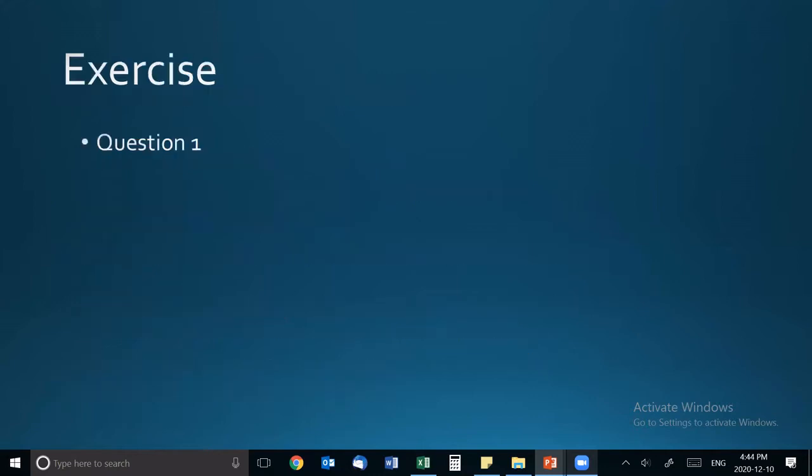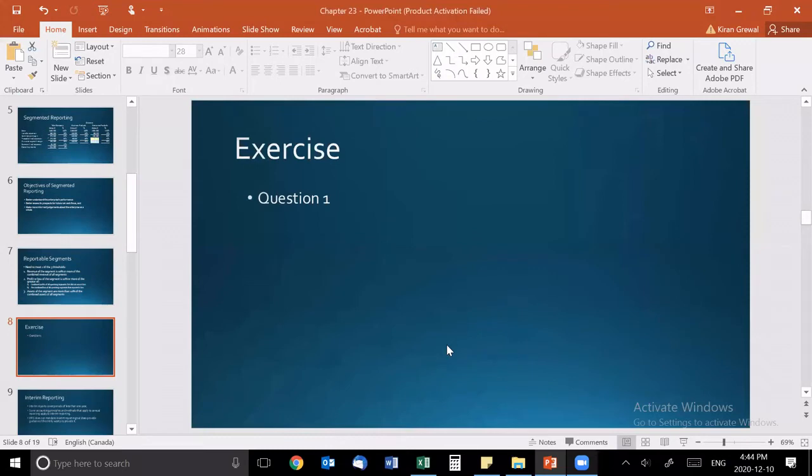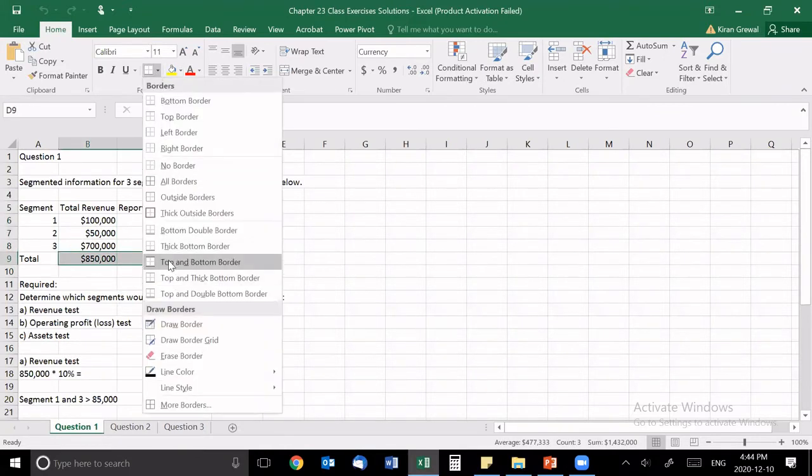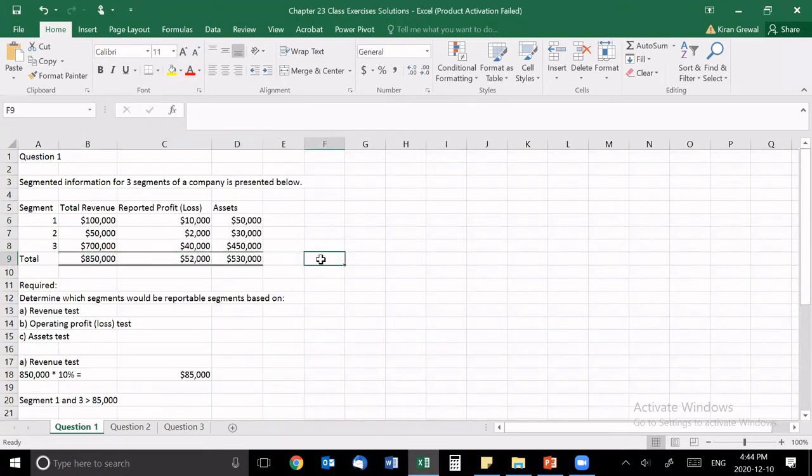So let's try that. Okay, so it's pretty straightforward, but let's go and try that question. Go into your chapter 23 class exercises and go to question 1. Question 1 shows segmented information for 3 segments of the company: segment 1, segment 2, segment 3, and then the total. We have total revenue, the reported profit, and the total assets of each of the segments. Let me just show this separately so you can see that that's a total.